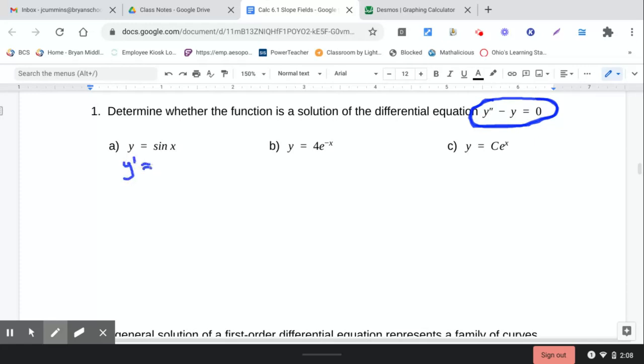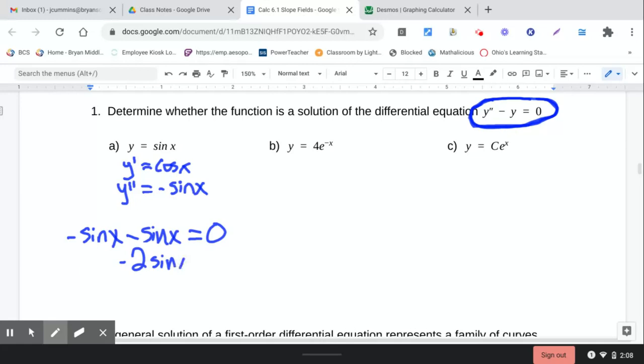So we're going to find the first derivative, which is cosine x. And then we're going to find the second derivative, which is negative sine x. Okay, and now I'm going to plug both of those into this. So I take the second derivative, negative sine x, minus y, which is sine x, and we want to know, does that equal 0? Which we can clearly see that it does not, so this was not a solution. Okay, so this function is not a solution to this differential equation.